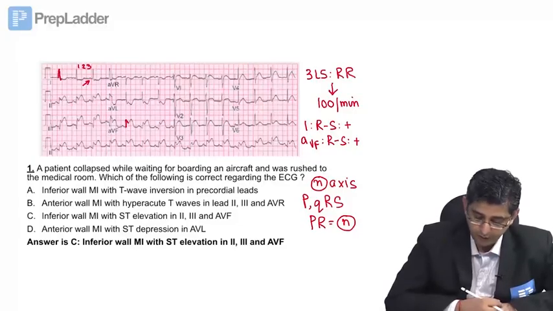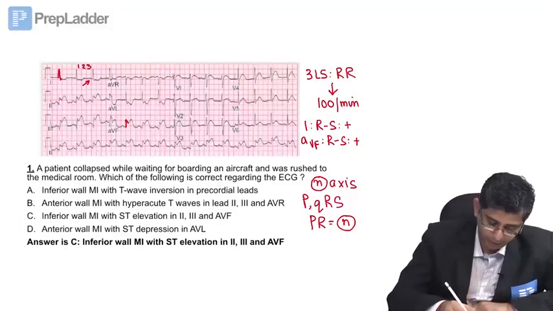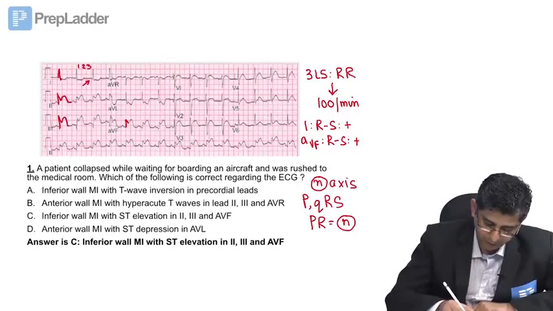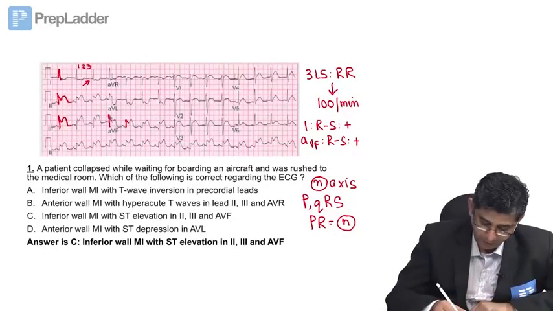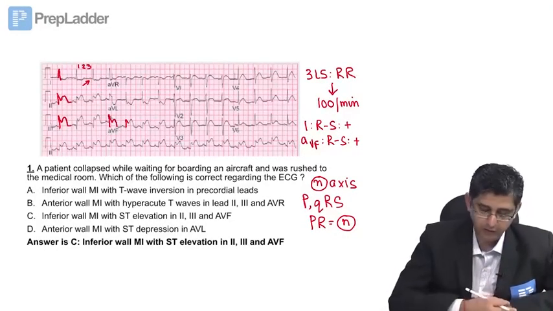Now when you cast a glance at lead number 2, you will notice that you are getting a classical pardee sign. Lead number 2, lead number 3 and lead number AVF are showing a ST segment elevation.